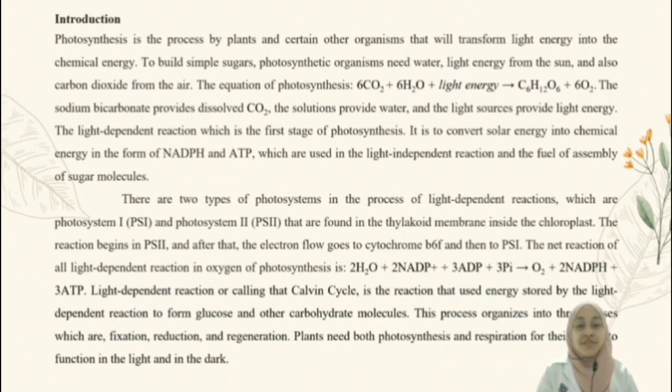The light-independent reaction, also called the Calvin cycle, is the reaction that uses energy stored by the light-dependent reaction to form glucose and other carbohydrate molecules. This process is organized into three phases, which are fixation, reduction, and regeneration. Plants need both photosynthesis and respiration for their ability to function in the light.